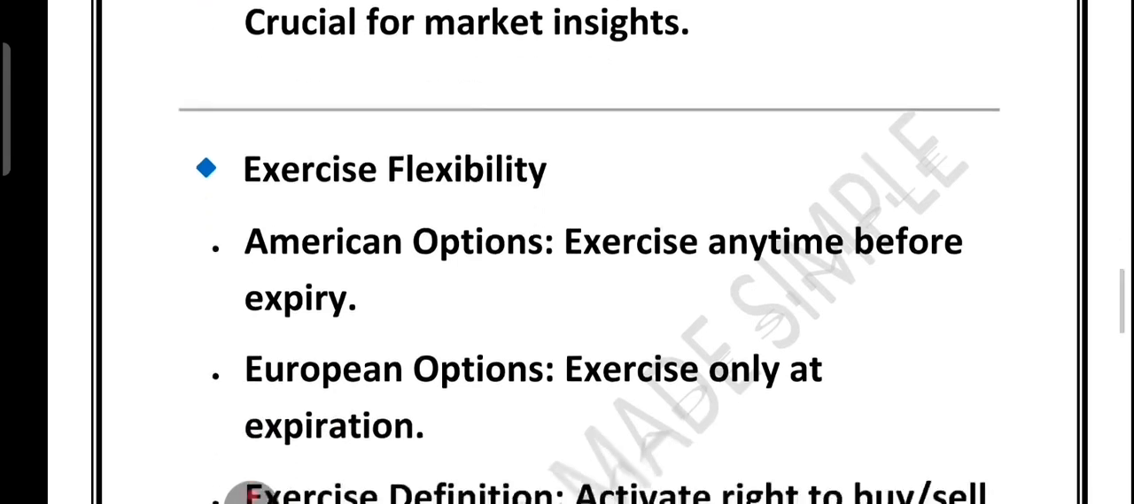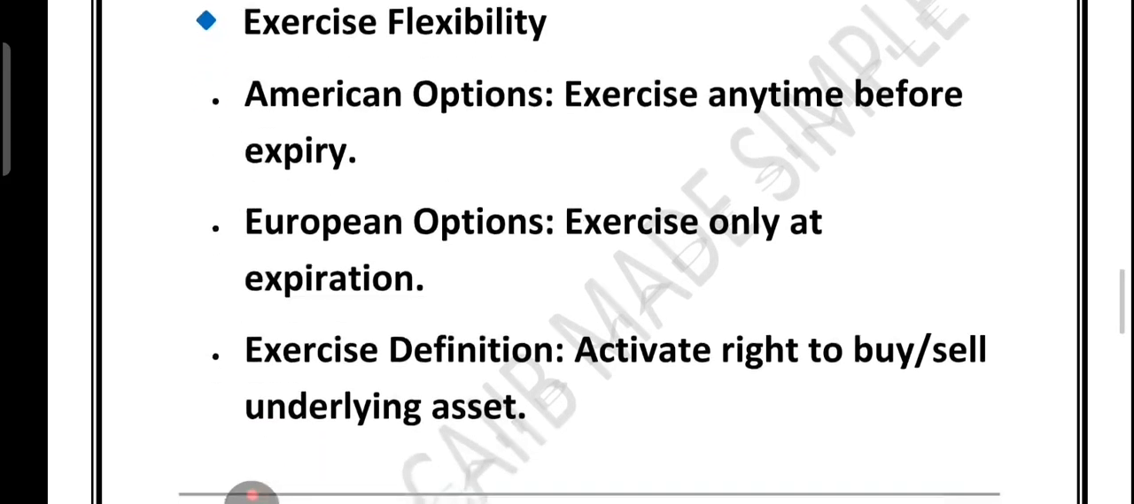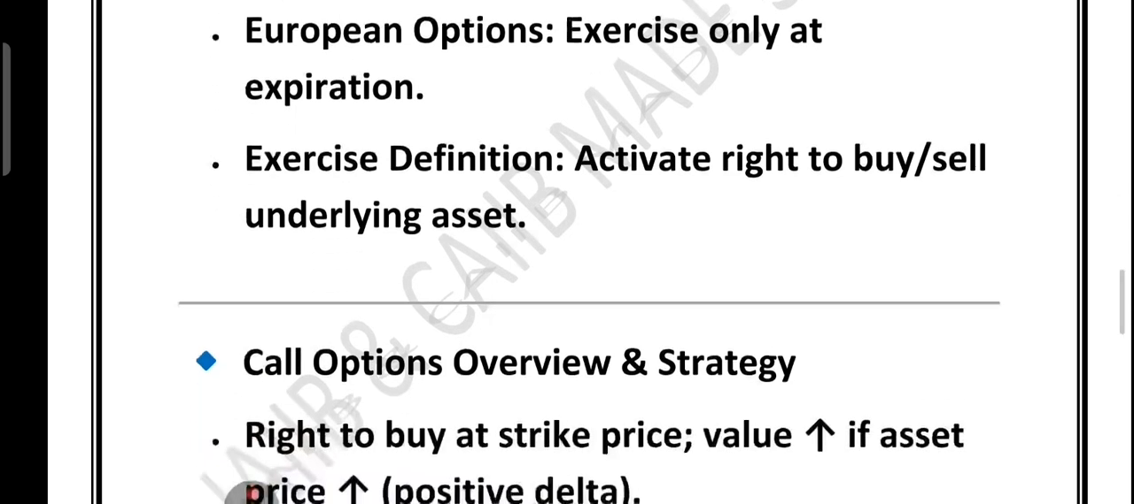So some types of option they have mentioned, like the American option, which means A for America, and A for any time. You can exercise your option anytime before expiry. This way you can remember: A for America, A for any time. The second type we have is the European option, which means you can exercise only at the expiry date. E for European, E for expiry. This way you can remember it. Right. Exercise means you can use your option to buy or sell an underlying asset. So American means anytime, European means at expiry, and exercise means you are activating your right.